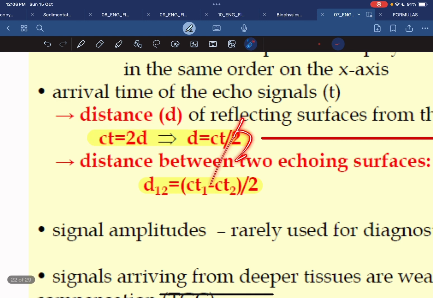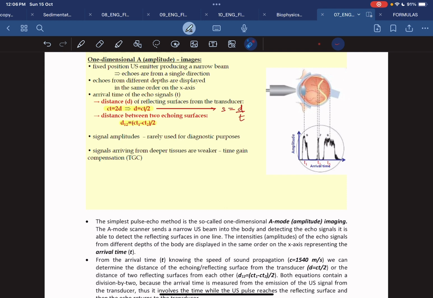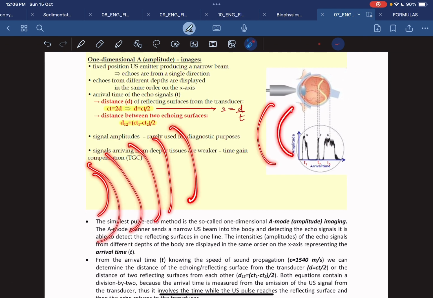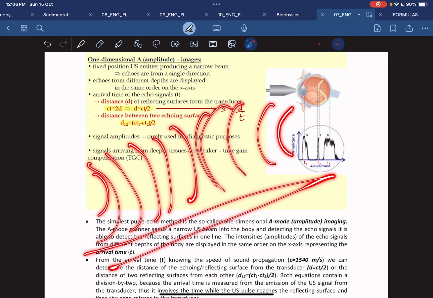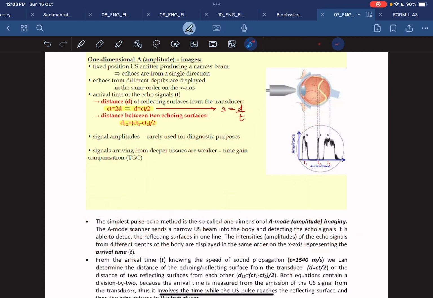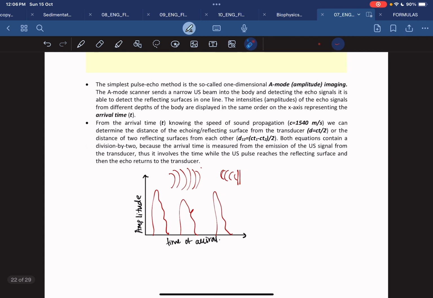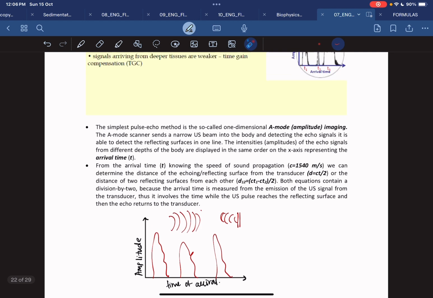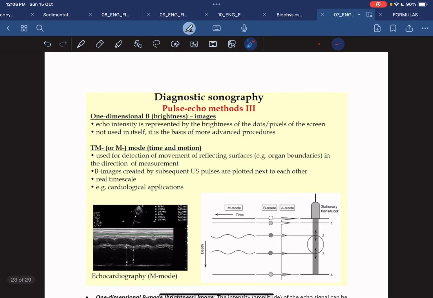Now why 2d? Why divided by 2? Because we're calculating the time of us sending the ultrasound and us receiving the ultrasound. This whole cycle is 1, so we have to divide by 2 to get only this side. I hope you understand what I'm trying to say. So that's a one-dimensional image, an A-type image. Now let's look at B-type images.